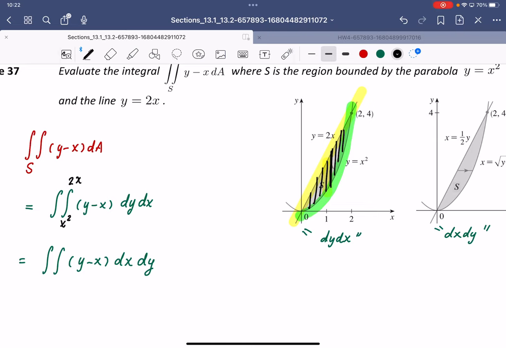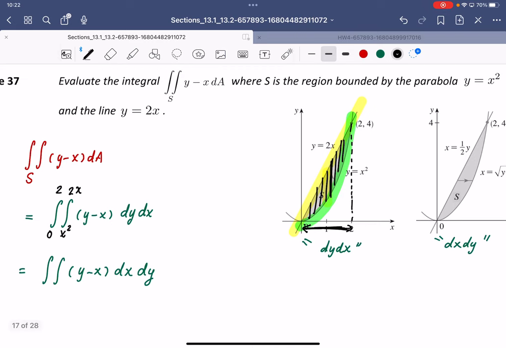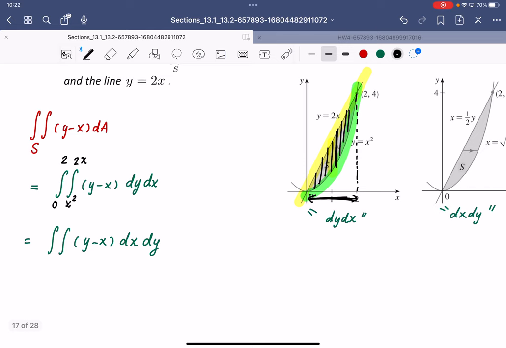And now you take a look at the domain of the x value. x starts from where to where? x is going to go from 0 to 2, because this is your domain of integration. So x goes from 0 to 2. Does it make sense for dy dx?